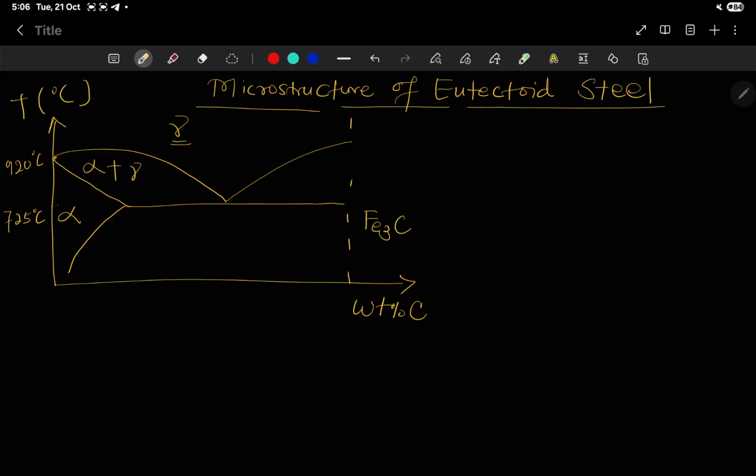This will be alpha plus gamma. This will be what? Gamma plus Fe3C. This will be what? Alpha plus Fe3C. Okay, and this point we call the eutectoid point. Okay, now let's see what was happening at the eutectoid point.